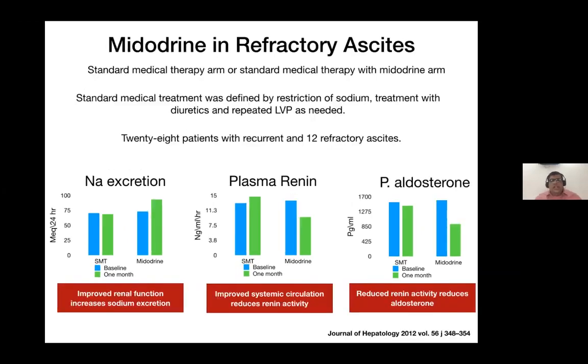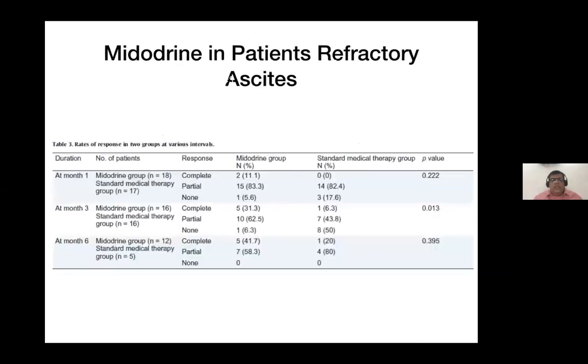In another study, they demonstrated that the sodium excretion in the urine improved, the plasma renin activity reduced, and the plasma aldosterone levels also fell down at 1 month after using midodrine. So we know it inhibits the renin-angiotensin and aldosterone axis. It will cause peripheral vasoconstriction, improves renal perfusion. The thing is, it does not always translate equally into the benefit in clinical practice. Can't expect magical outcomes.